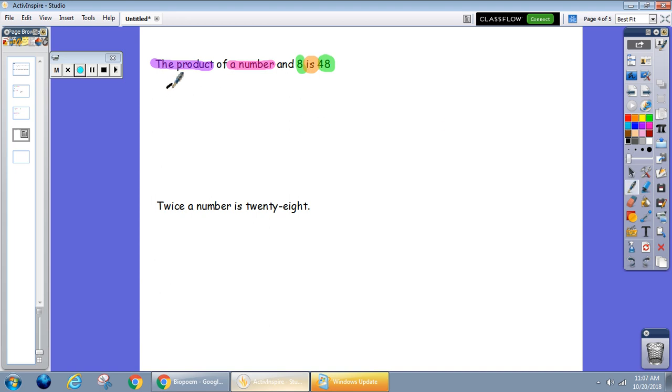So let's go through. The product means we're multiplying. A number, we'll call it n. 8. Is stands for that equal sign. And then 48 is another constant. So now, obviously this isn't in the right order. So the product of a number and 8 is 48. All right, something times 8 is going to give you 48.